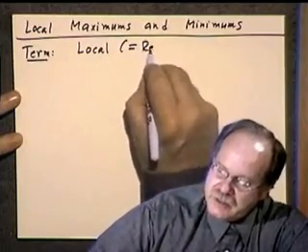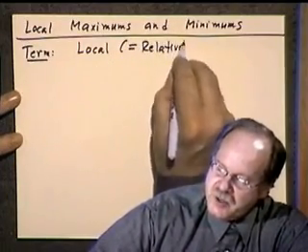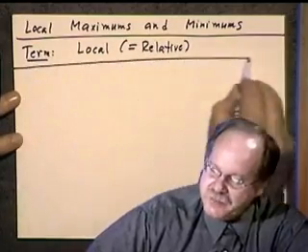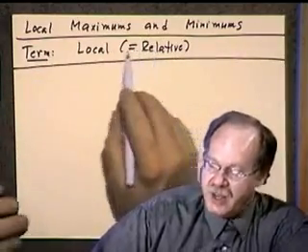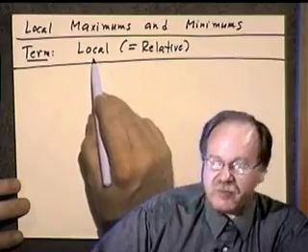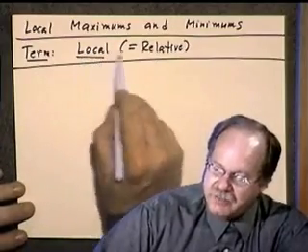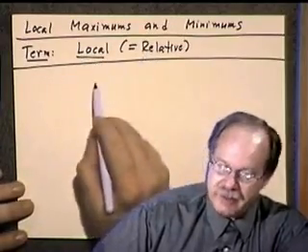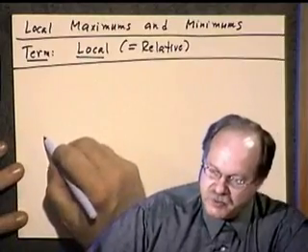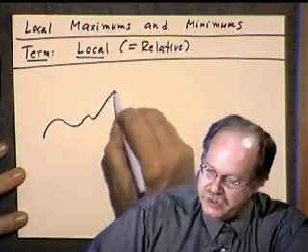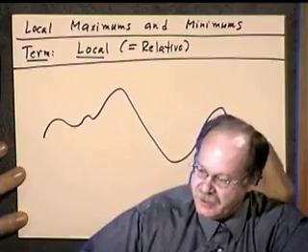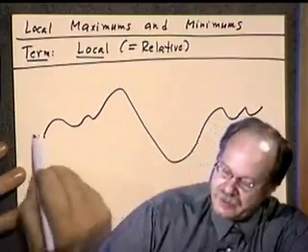You will find out that in the literature, in some books, the word relative is used instead. They are interchangeable terms. I like the word local for a number of reasons, and you'll see why. But if you see relative, it means exactly the same thing. Well, let's suppose we have a graph with a lot of ups and downs, something like that, say.